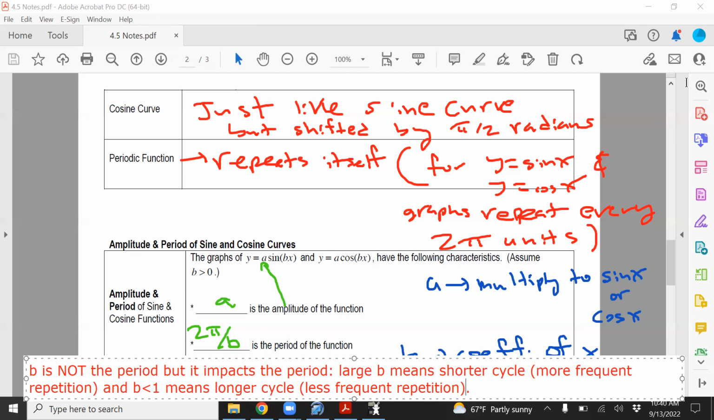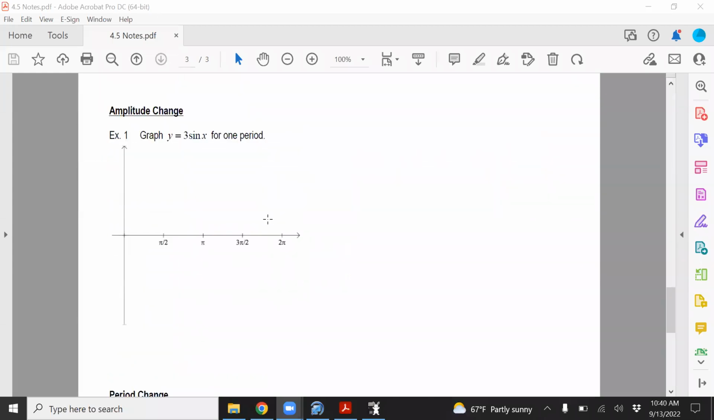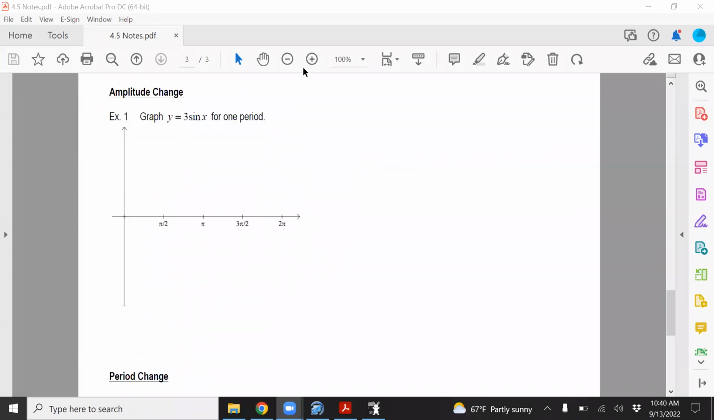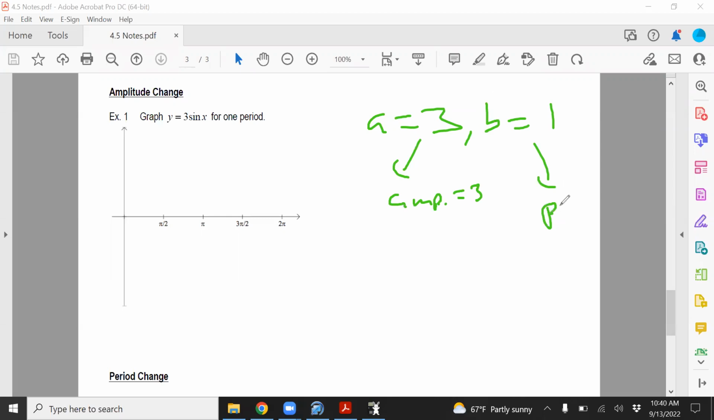Okay, let me clear. So a couple examples and then we're done. Okay, so here A is 3 and B is 1. This means the amplitude equals 3. The period equals 2 pi over 1, which is just 2 pi. So this means that we're going to start at 0 and end at 2 pi.